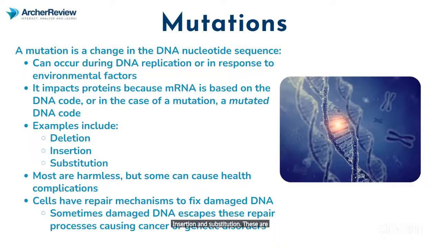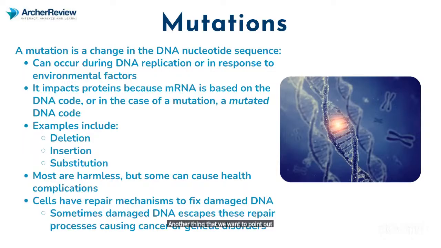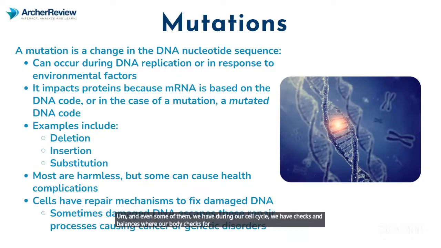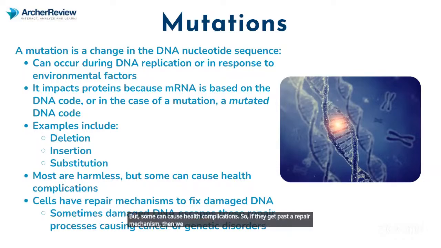These are all DNA mutations. There are other forms of mutations that occur on a chromosome as a whole, but our focus today will be deletion, insertion, and substitution. Now, one of the beauties of them is that they're very much like they sound, which is fantastic. Another thing that we want to point out is that actually most mutations are harmless. And even some of them we have during our cell cycle, we have checks and balances where our body checks for mutations and fixes them. But some can cause health complications. So if they get past a repair mechanism, then we can lead to things like cancer or genetic disorders.